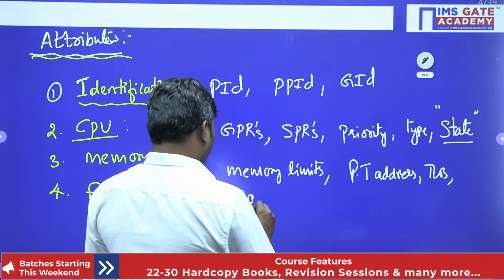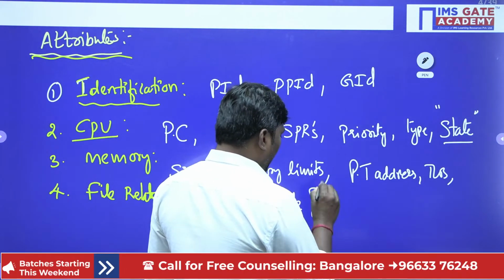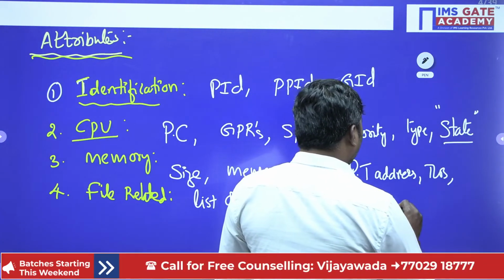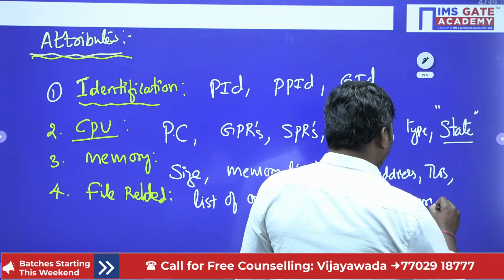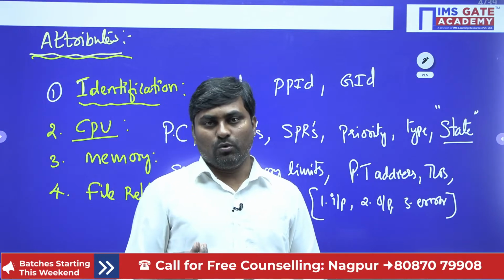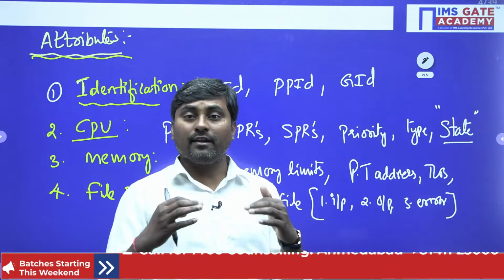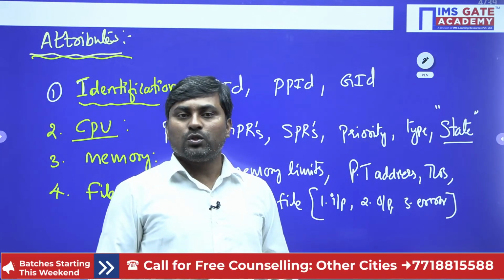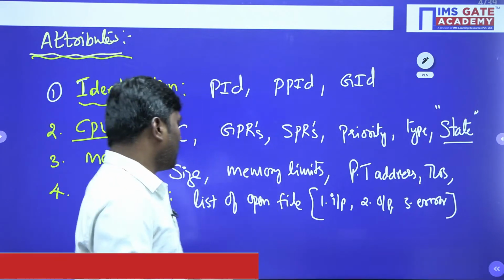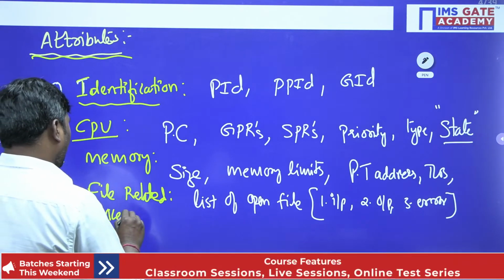List of open files means some standard files will be there. One is the input file, the second is the output file, and the third is the error file. Please observe: for a process, input comes from the keyboard only. We throw output onto the monitor, and errors also are thrown on the monitor only. So there are three standard files referred to by the process. This is essential.